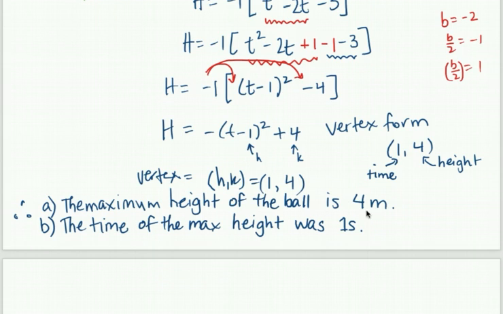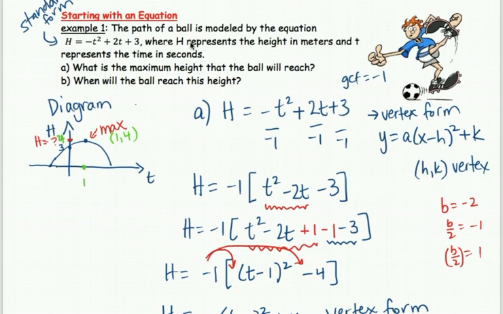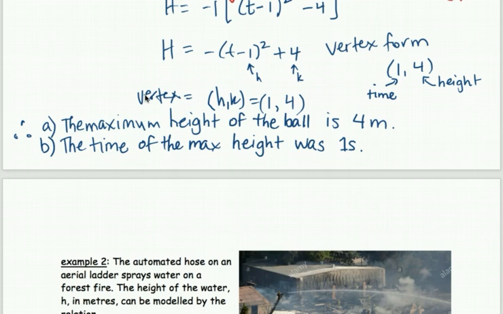The maximum height of the ball was 4 meters. Don't forget the units. And the time of the maximum height was 1 second. So again, h represents the height in meters, t represents the time in seconds. All right, so there's example 1. Let's try the next example here.